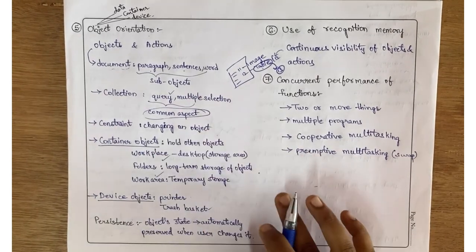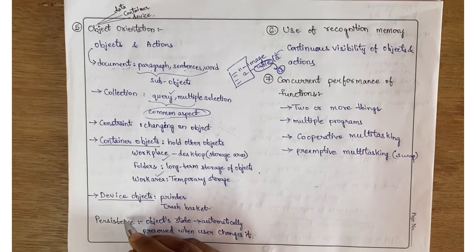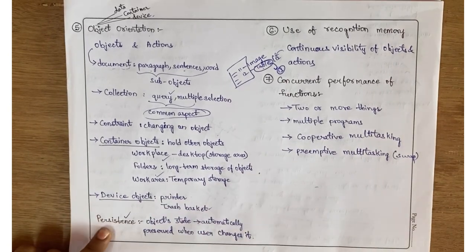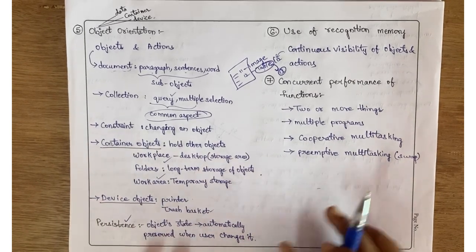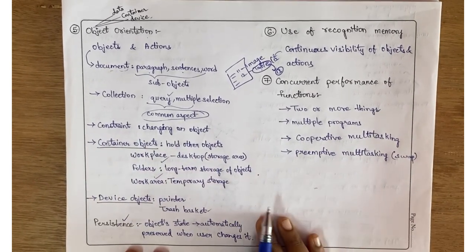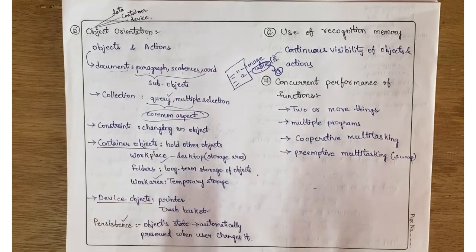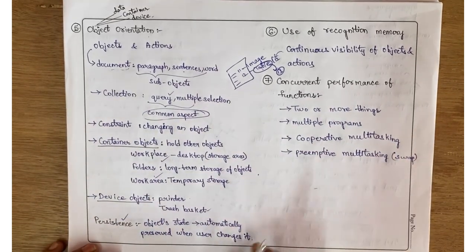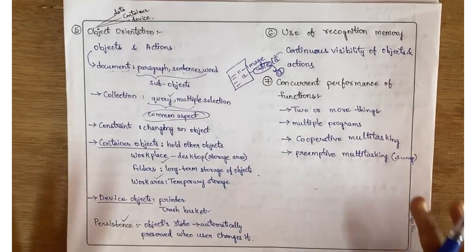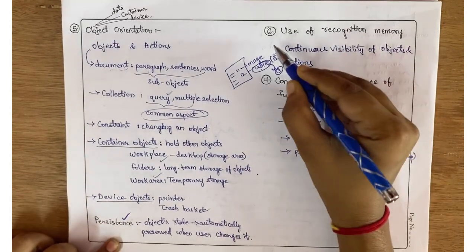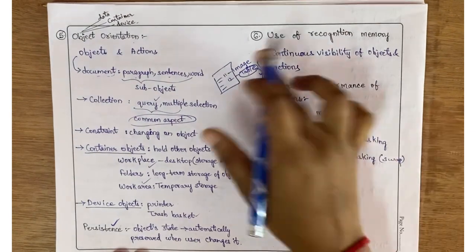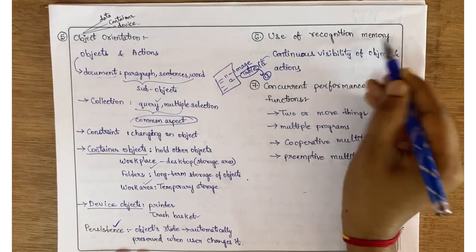And in this object orientation, one important characteristic is persistence. Persistence means the object's state must be automatically preserved. That means if you are changing the window size, minimizing or maximizing, it automatically changes based on our action. That means it is maintaining some persistence. And coming to the sixth characteristic, it is the use of recognition memory.